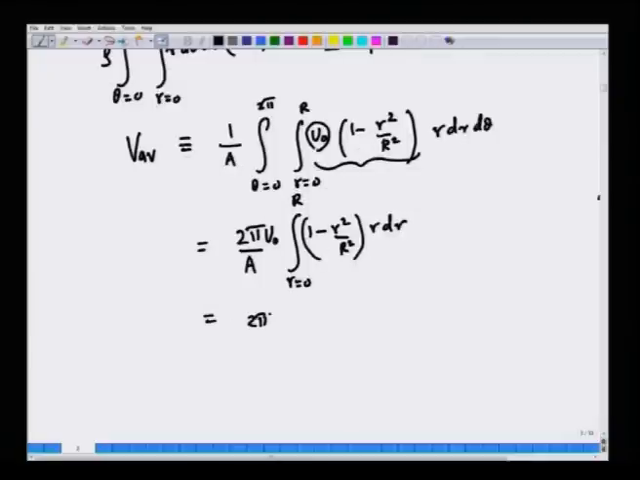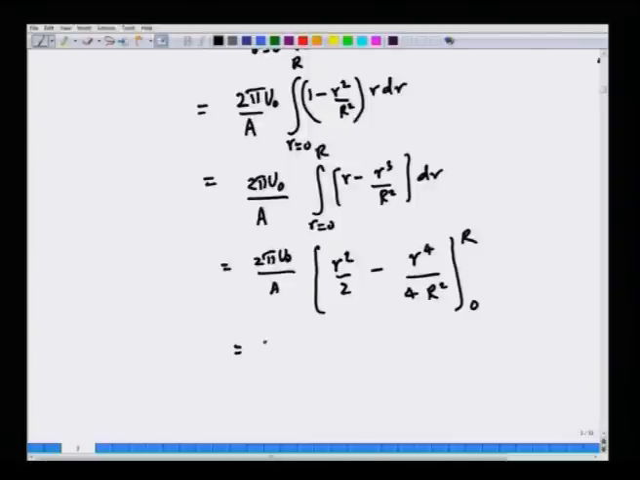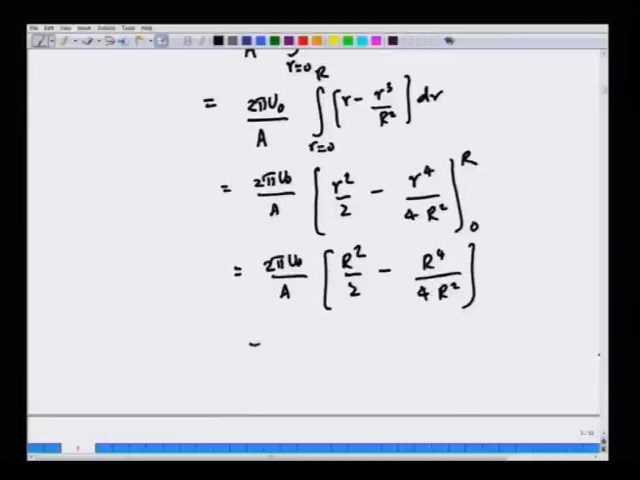So, 1 minus r squared by R squared times r dr. So, this is 2 pi u naught by A integral of r minus r cubed by R squared dr, with r from 0 to R. So, this is r squared by 2 minus r to the 4 by 4 R squared, r from 0 to capital R. When you evaluate this, 2 pi u naught by A times R squared by 2 minus R to the 4 by 4 R squared, this is nothing but pi u naught by A, this is V average, times R squared by 4.